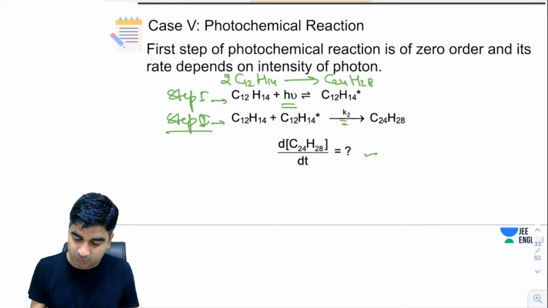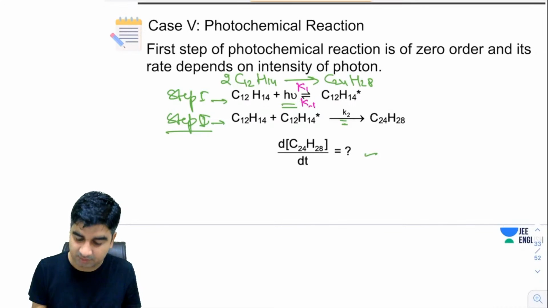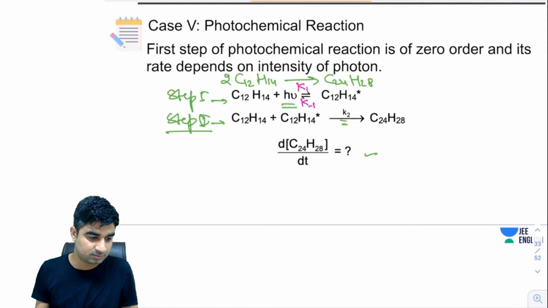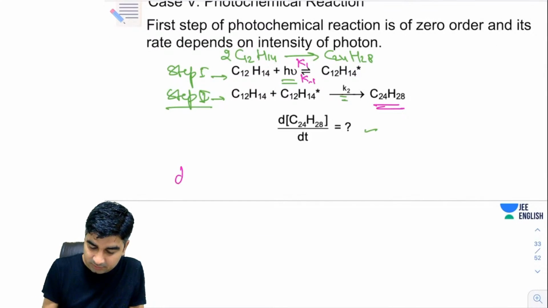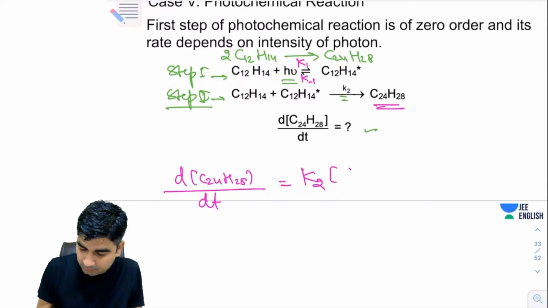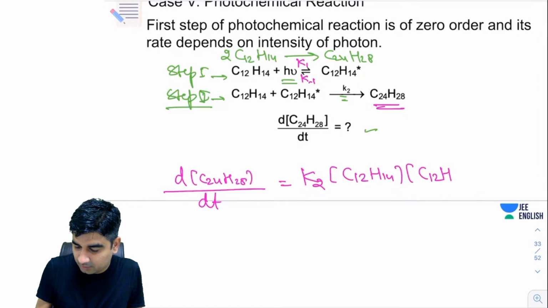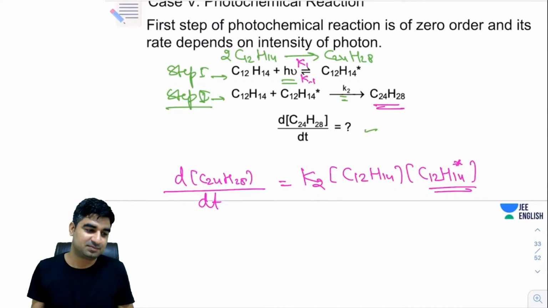So we can take it K2. Here we can take it K1 and K minus 1. Okay, Pawan, let's see, now how will I write? This is the product, which will be equal to K2 into C12H14 star. And now the problem arises because an intermediate is appearing in it.